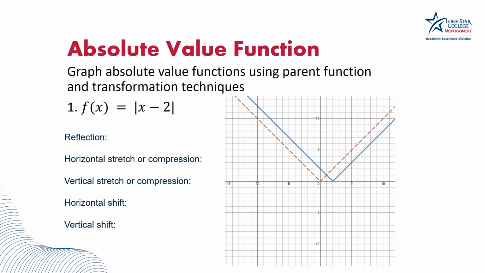So for f(x) = |x − 2|, because that −2 is inside of the absolute value along with the x, it's considered a horizontal shift, and all it does is shift the graph 2 units to the right. So you think of this as right 2. As before, the anchor point on the red line here, which is the parent function, is being moved 2 units to the right. So the shape still stays the same, but it's just shifted over to the right 2.